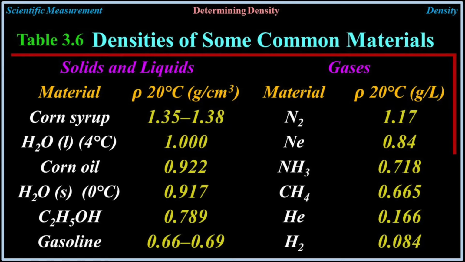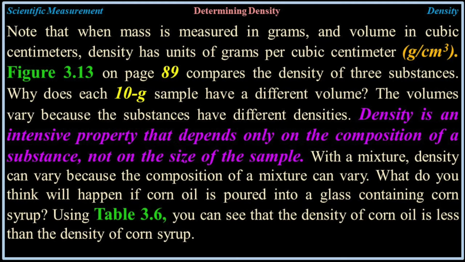Here are some additional densities of materials. Solids and liquids on the left and gases on the right. Note that when mass is measured in grams, the volume is cubic centimeters. Density has units of grams per cubic centimeter. Figure 3.13 on page 89 compares the density of three substances.